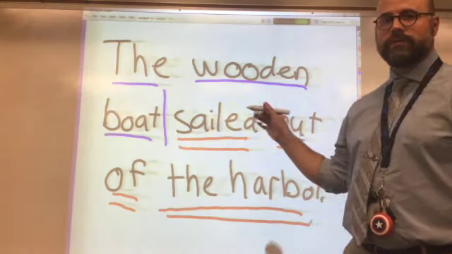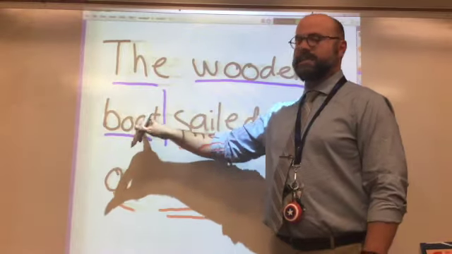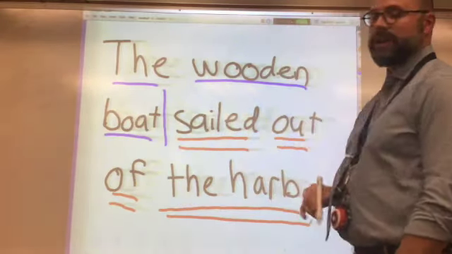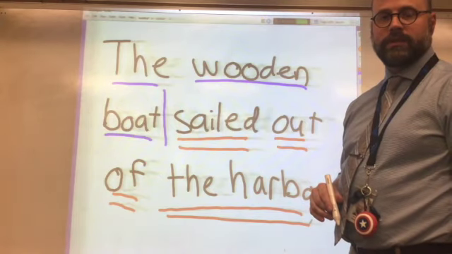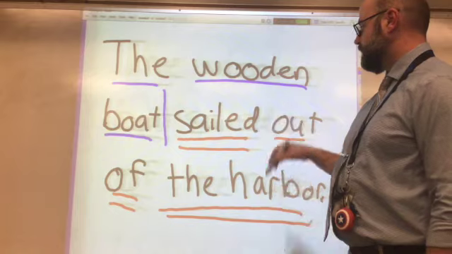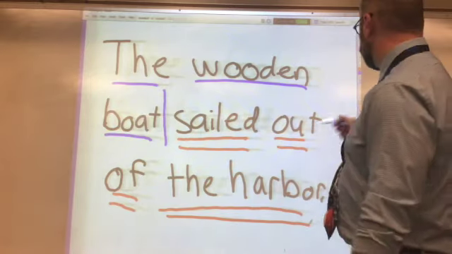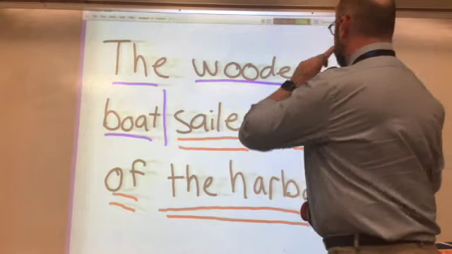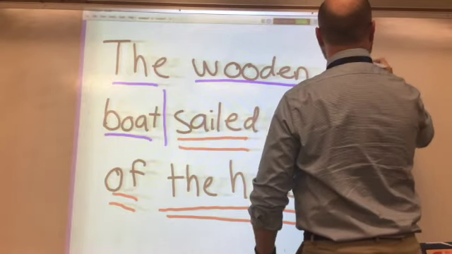The wooden boat, complete subject, because it's describing the subject, the wooden boat. Complete predicate, sailed out of the harbor. That's what the wooden boat did. We're going to keep looking at more examples.